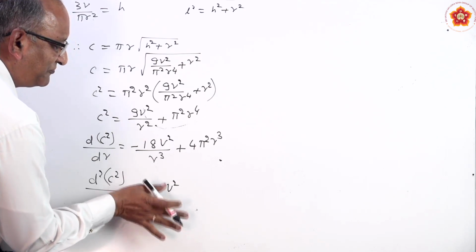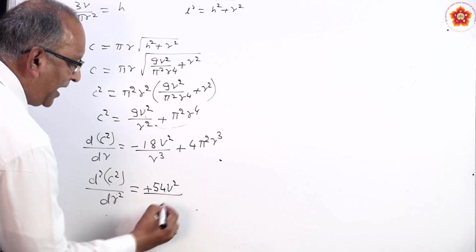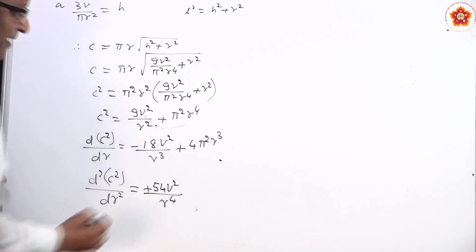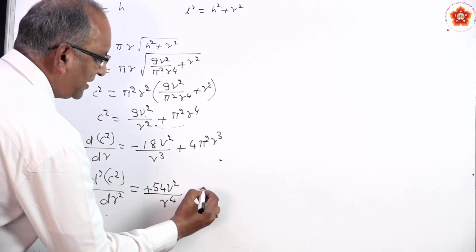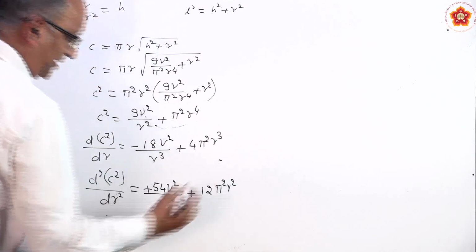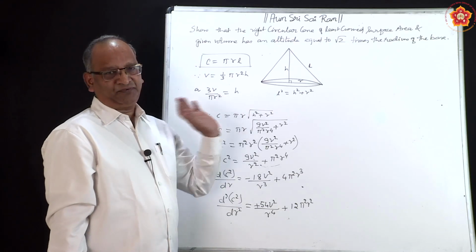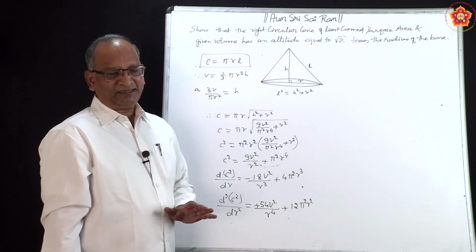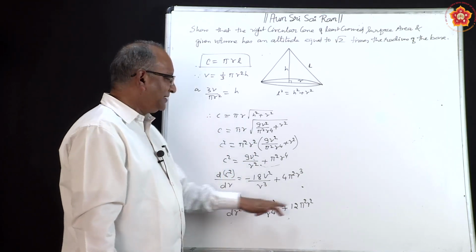18 times 3 is 54, by r to the power 4. What about this? The derivative of r cube is 3r square. So it will become 12π²r². In fact, here itself, you can conclude that c square is minimum. How can you conclude that? Because all the terms are positive.